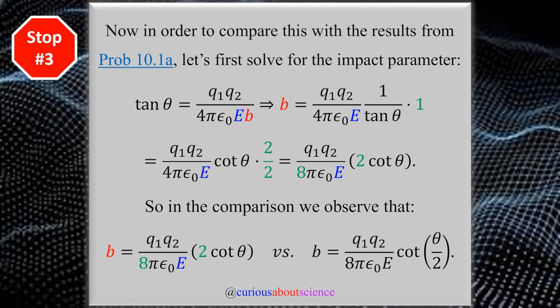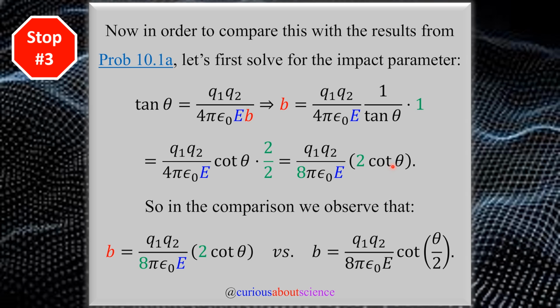Now, in order to compare this with the results from problem 10.1a, let's first solve for the impact parameter from this given result. Okay, that's why I did the tangent on the other side, or on the last slide. And we need to multiply the b over, divide by the tangent. And so we see that we solve for the impact parameter pretty quickly. But what we're trying to do in the comparison is to form match it and see what needs to actually be evaluated. So in the Rutherford scattering that we did in problem 10.1, we had an 8 down here. So we multiply this thing by 1, and the 1 takes the form of 2 over 2. That turns this 4 into an 8, and then we have a 2 on this cotangent.